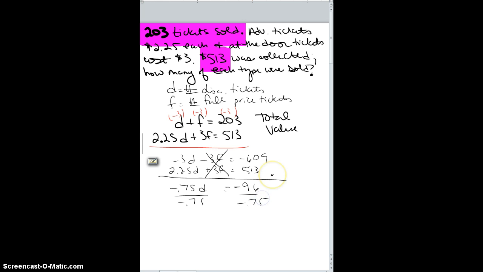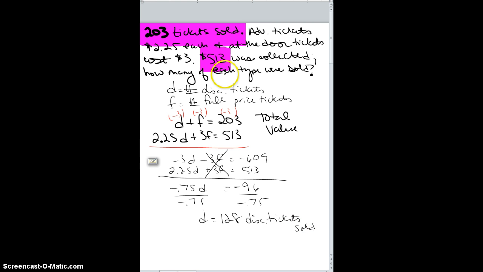And again, I'm just going to reach for my calculator here. Excuse me, so this is, what is that, 128? Alright, 128. Alright, and so that is the discounted tickets. Alright, so there were 128 discounted tickets sold.